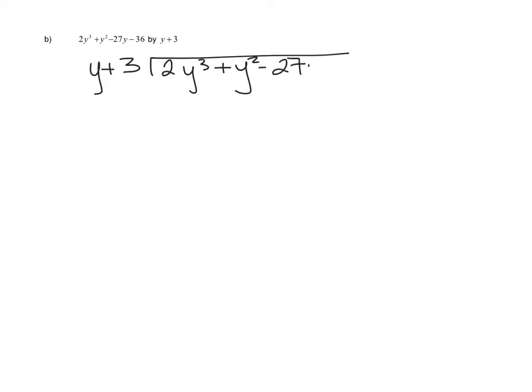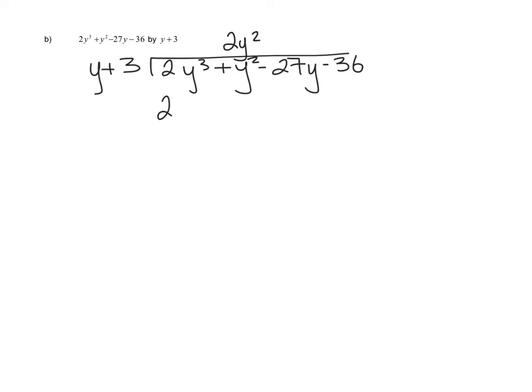Okay, so hopefully the next ones go a little quicker. So again, set it up. I guess it's y, actually. Y plus 3 divided by 2y cubed plus y squared minus 27y minus 36. We're going to run through this fairly quickly. So what times y gives me 2y cubed? I end up getting 2y squared.